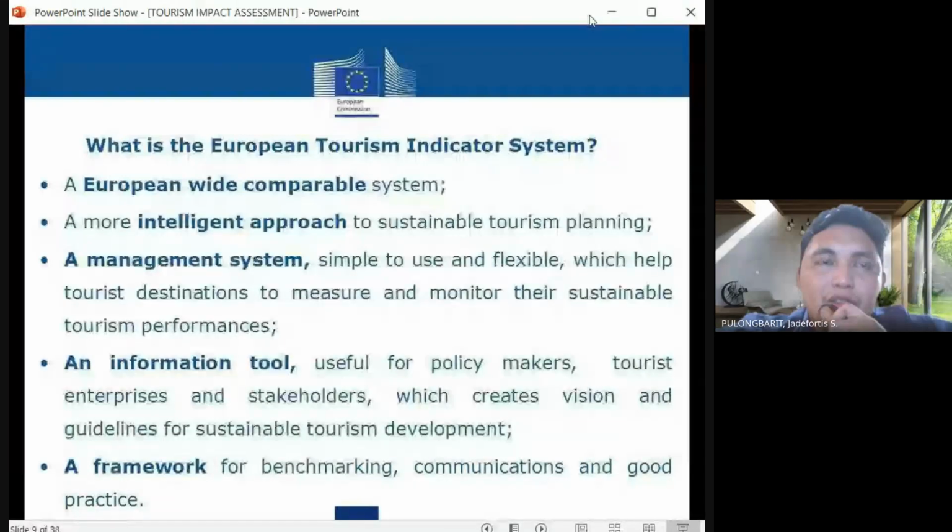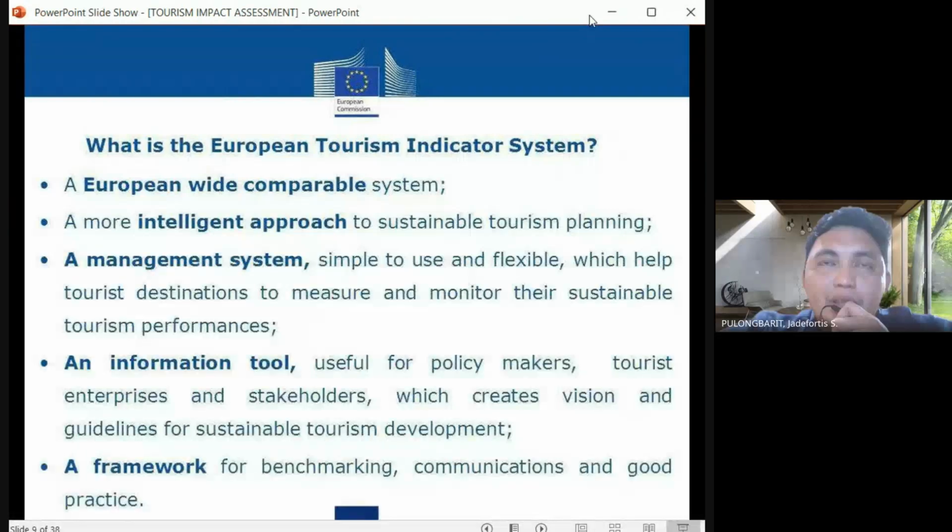Actually, it is a management system simple to use and flexible, which helps tourist destinations to measure and monitor their sustainable tourism performance. So it is used for managing the tourism system in the destination, especially in measuring the impacts of the destination, as well as to monitor their sustainable tourism performance. Kamusta ba yung sustainable tourism performance ng destination, kung ito ba ay may maintain ba or nasusustain hanggang sa future generation. So that is part. Kasi pag sinabi mong ETIS, mas simple ito. It is more simple to use and napaka-flexible ito dahil nga sa dami ng indicators.